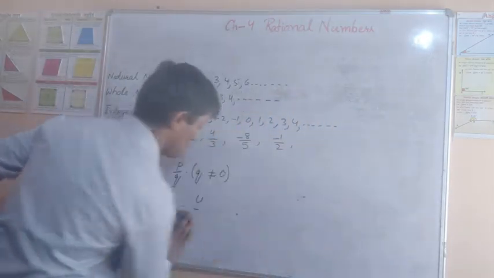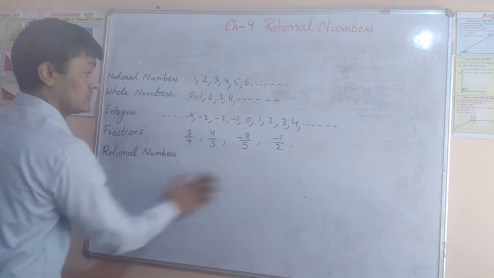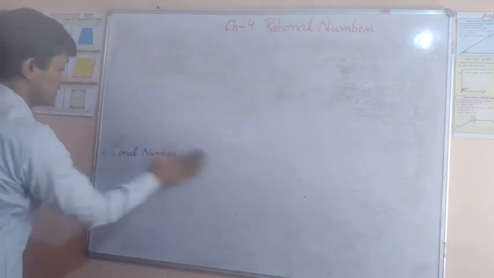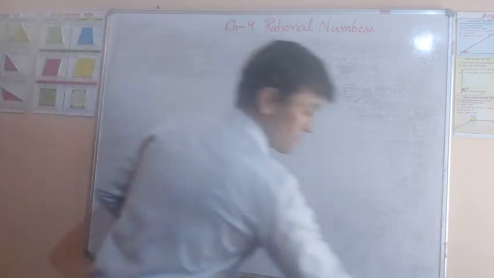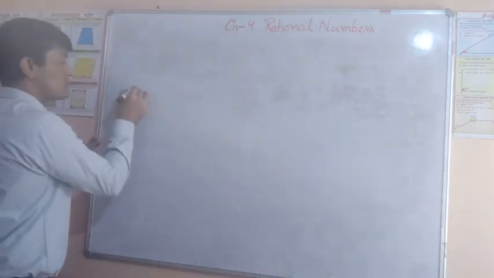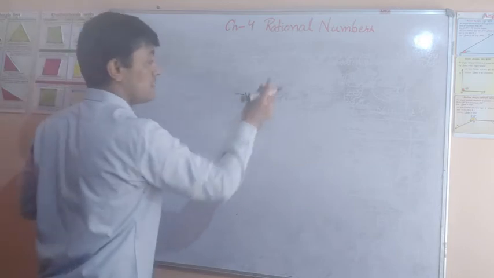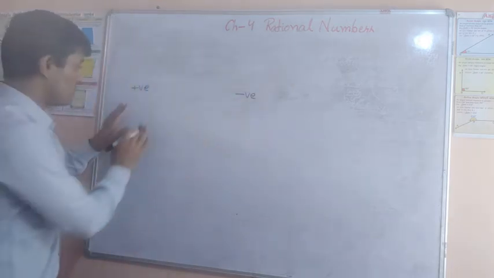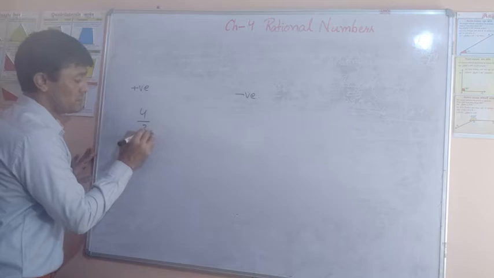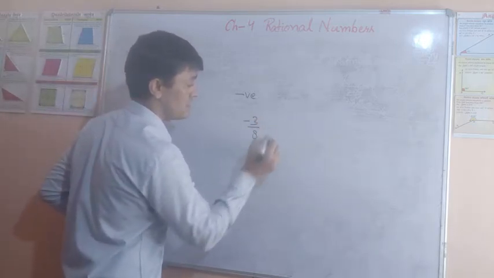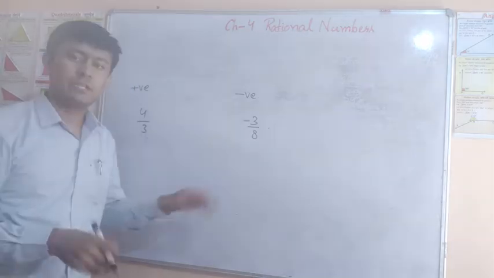Okay, then move to the next one. That is the positive and the negative rational numbers. The positive rational numbers, positive and the negative rational numbers. Positive rational number 4/3, negative rational number suppose -3/8. It can be proper, it can be improper.